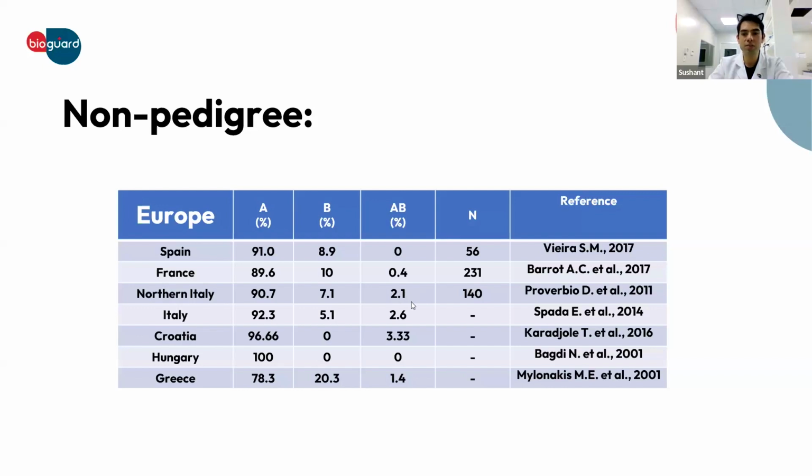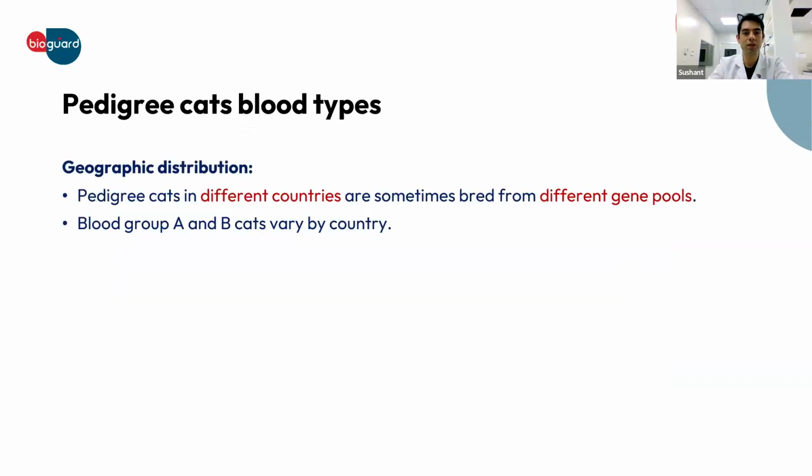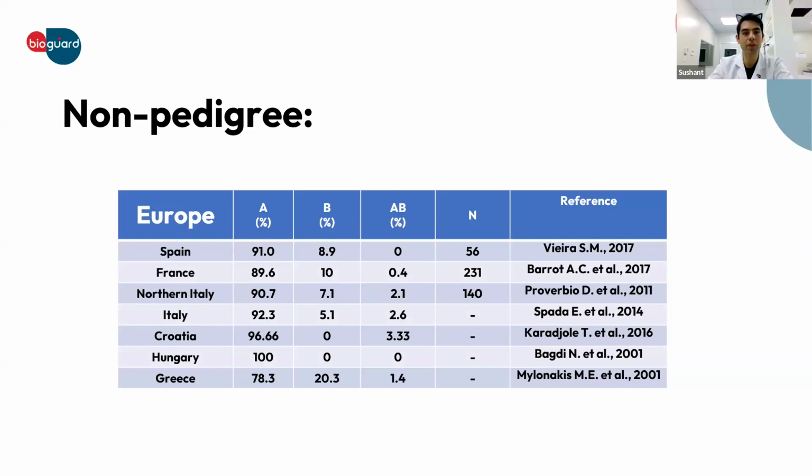So yeah, there are some studies, based on the years they were conducted, but of course if there are some recent studies out there, you can still follow them to see the distribution of non-pedigree cats in fact sheets like these.